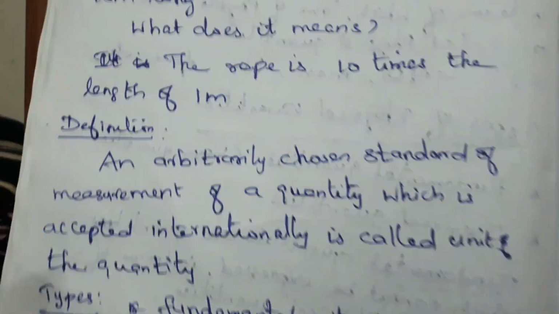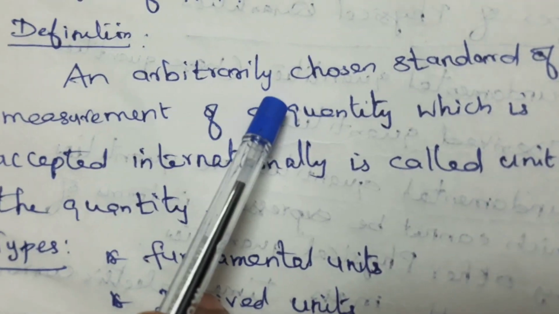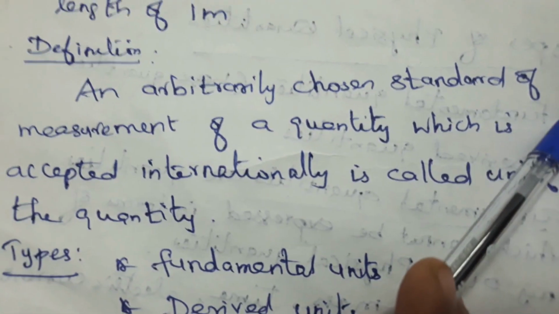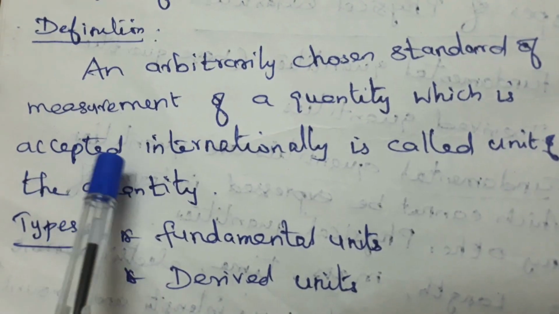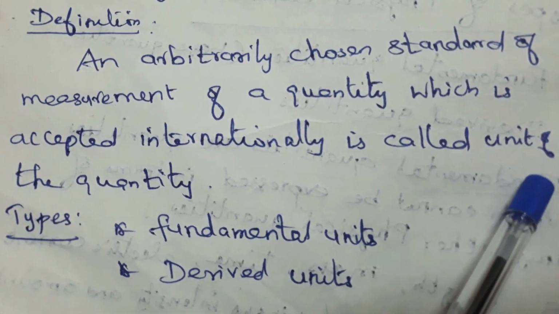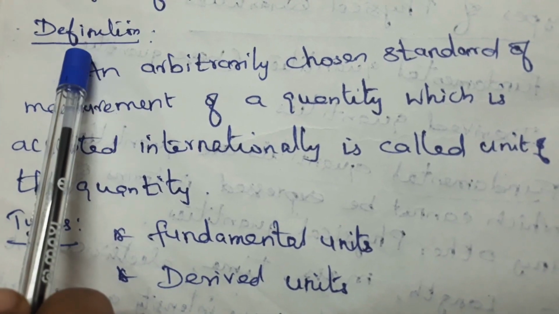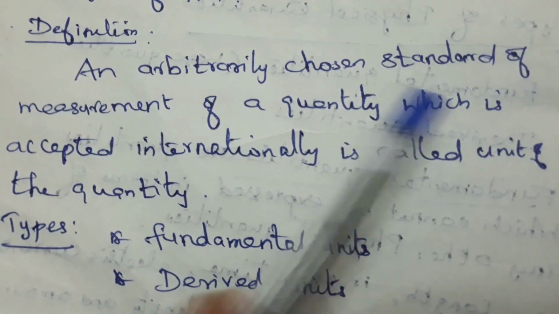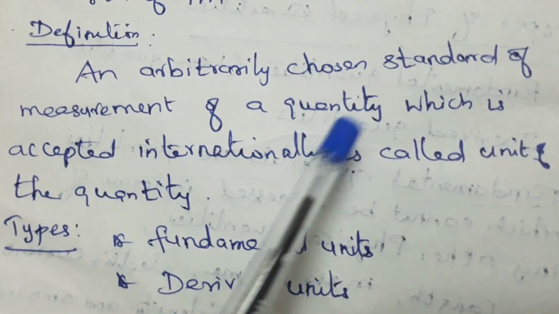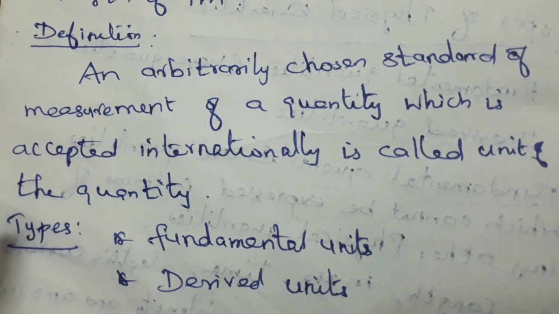So, definition of unit. An arbitrarily chosen standard of measurement of a quantity which is accepted internationally is called unit of quantity.